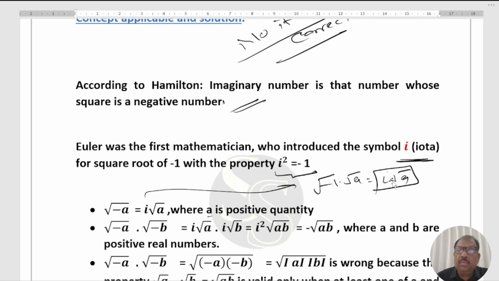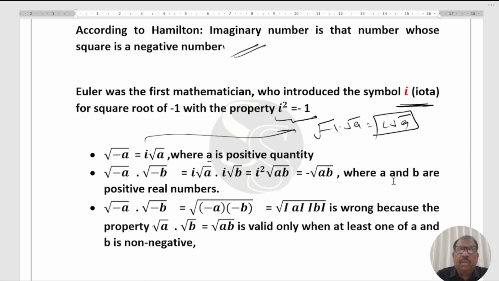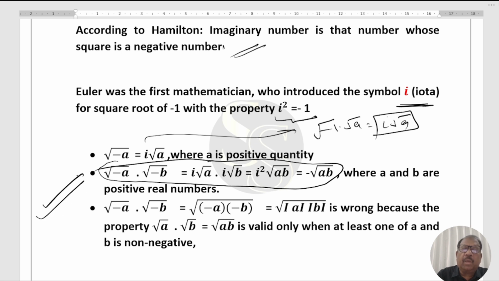Right? Now this is the correct statement, and it will be applicable where a and b are positive real numbers. And this other statement is wrong, because the property under root a into under root b equals under root ab is valid only when at least one of a and b is non-negative.